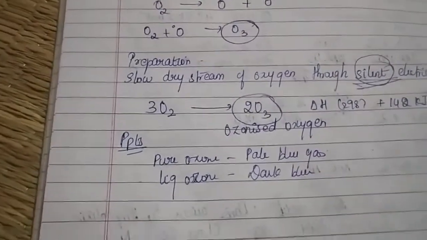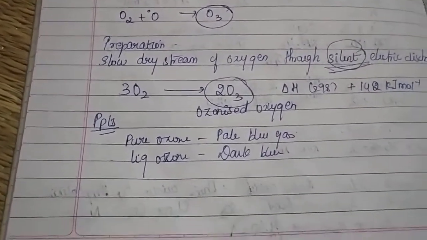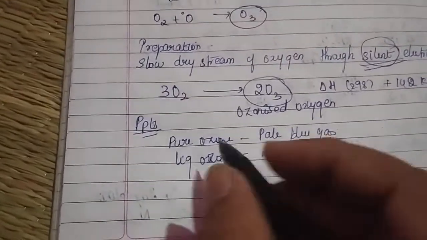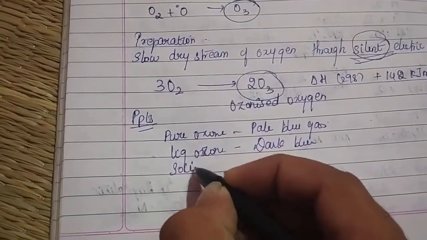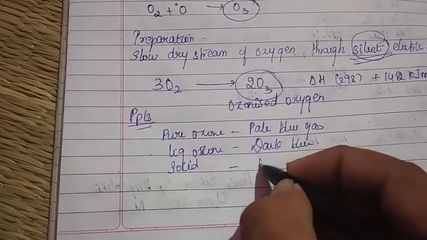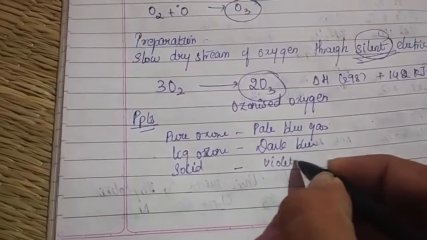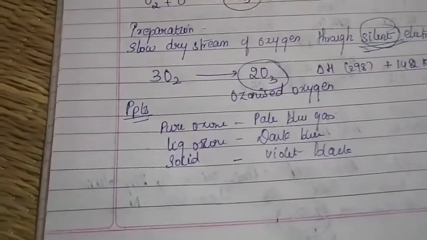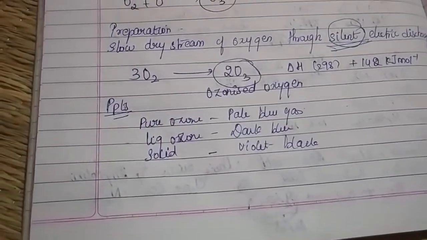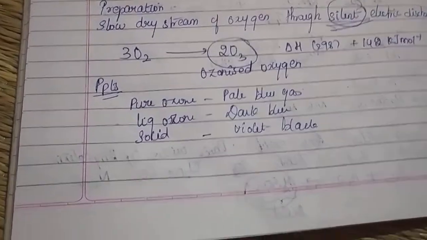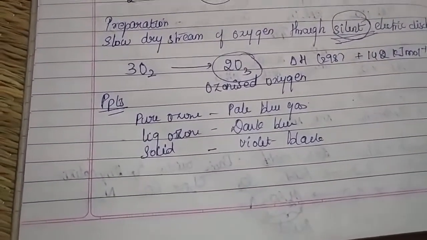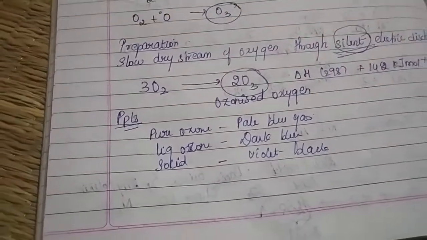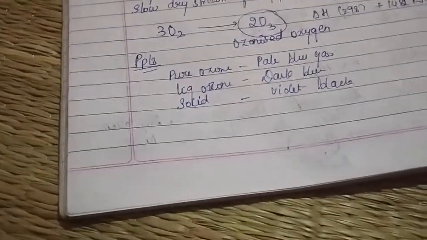As a gas it will be pale blue, but when it is in the liquefied form, it will have a dark blue color. In case you solidify that ozone, it will have a characteristic color of violet black. Okay, violet black. So this is in the case of its appearance. Similarly, your ozone has a characteristic smell. And do remember, whenever your ozone concentration is very low at the atmospheric level, it is harmless.